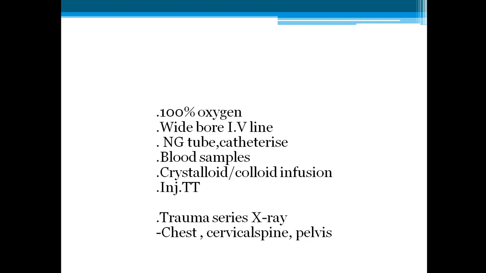Give 100% oxygen, because the patient might be in hypovolemia, so oxygen is required badly. Most of the patients may go into hypovolemia, dehydration, loss of blood, hemorrhage, so 100% oxygen is supplemented. Wide bore IV line is kept. A nasogastric tube is done to decompress the GI tract. Catheterize the patient to monitor the urine output. Blood samples are sent. IV fluids are given, either crystalloid or colloid, depending on the blood pressure. The trauma series x-rays are done, especially the chest x-ray, cervical spine, pelvis, and injection TT and TIG, depending on the injury.